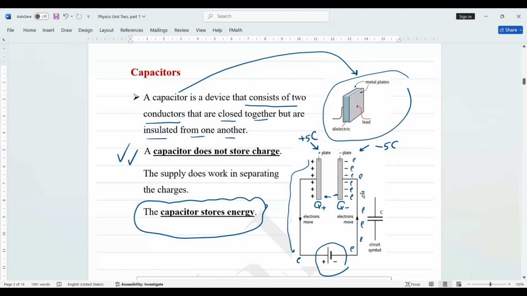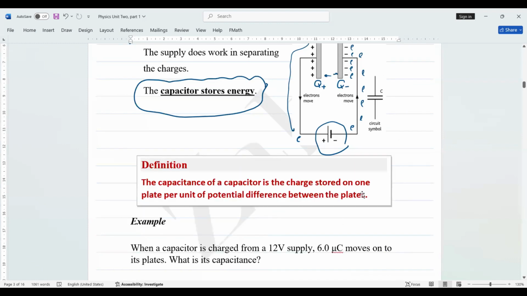Now, this is the definition of capacitance. What is the capacitance? This definition is important. If we are asked to define the capacitance of a capacitor: the capacitance of a capacitor is the charge stored on one plate per unit potential difference between the plates. We don't say the charge on the capacitor, we say the charge stored on one plate, because the total charge is zero.